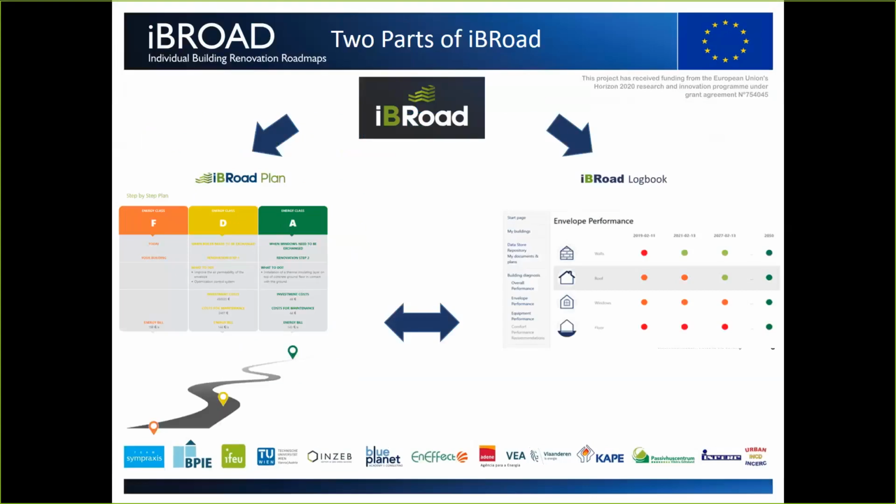So, to be very fast, in general we have these two tools in iBRoad, which were developed. On the one hand, it's the iBRoad plan, which is a renovation roadmap. And on the other hand, we have the iBRoad Logbook. They both can be interconnected, but they don't have to. They can stand alone as well. So first, we only deal with the iBRoad plan.